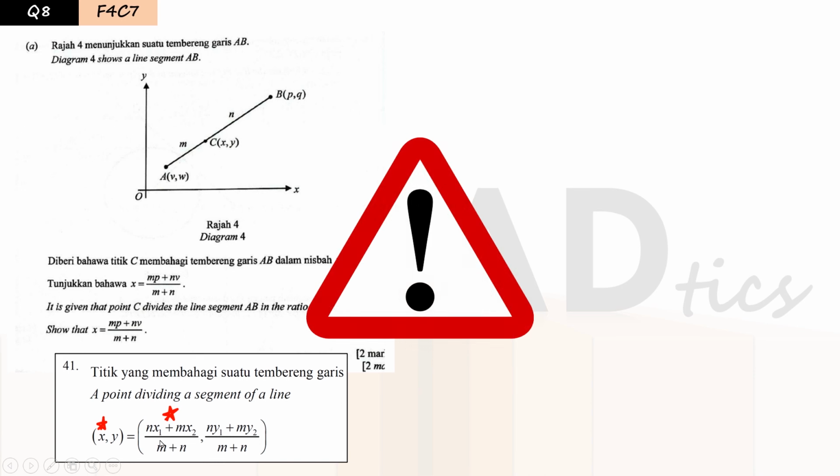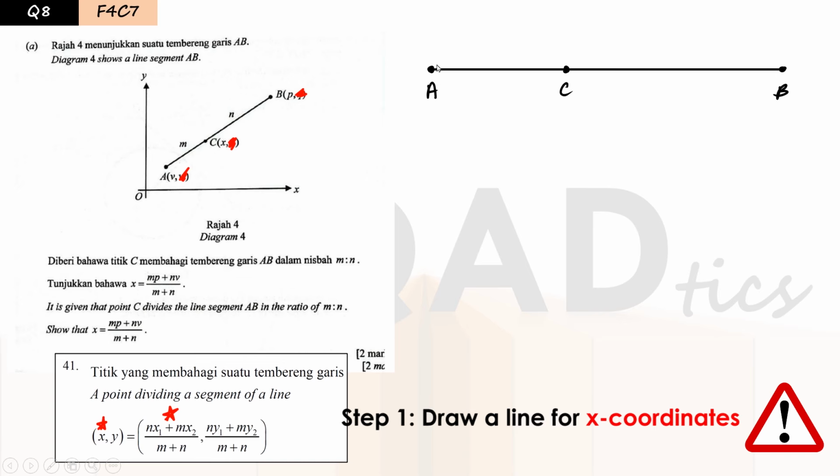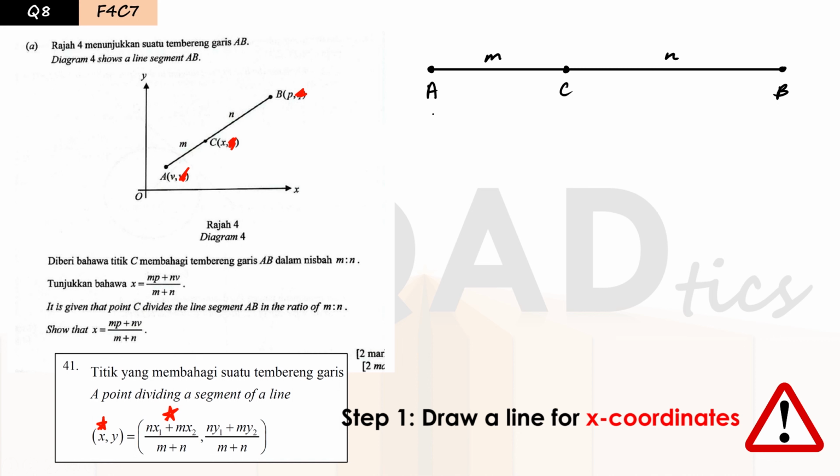Now how are we going to prove this? Since it is focusing on x coordinates only, let us just ignore the y coordinates first. Here I'm going to draw this straight line again. We have the points A, C, and B, and we have the ratios here, which are m and n, and the x coordinates of A, C, and B, which are v, x, and p.